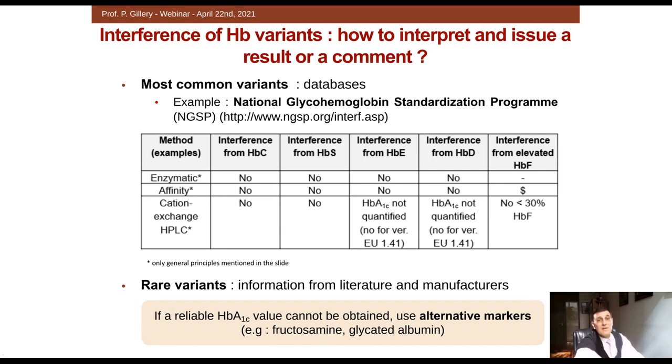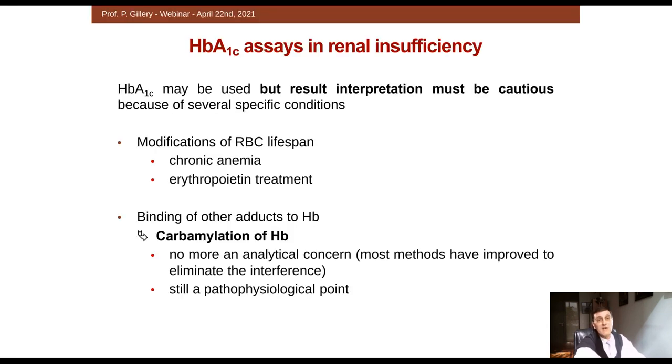When there is a rare variant, information can be provided by literature and manufacturers, and there are so many variants that we cannot go into detail today in this lecture. However, in any case, if a reliable HbA1c value cannot be obtained, we have to use alternative markers like fructosamine or glycated albumin if available.